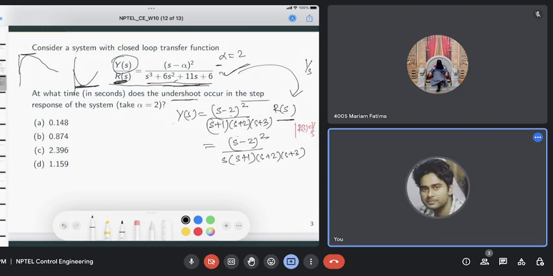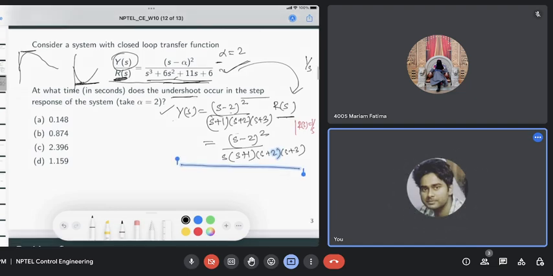So we will first find the response. The response will be y(t), which will be the inverse Laplace transform of this Y(s). It is given in the Laplace domain. We will find the inverse Laplace transform, so it will give us the time domain function. Then we will take the derivative to find the point where this minimum can occur. So first we will find the inverse Laplace transform of this function.